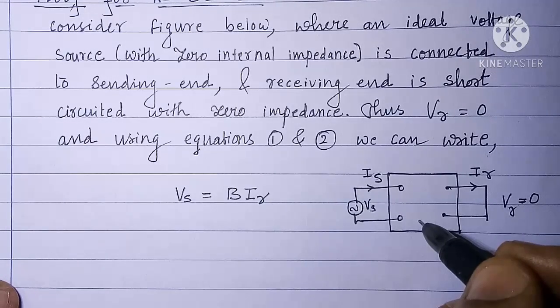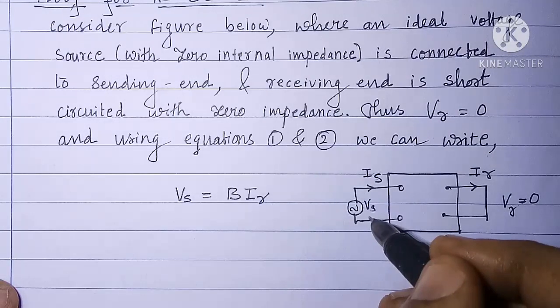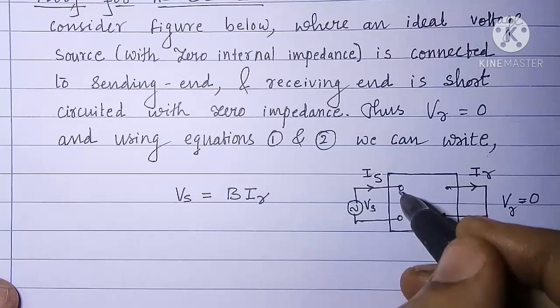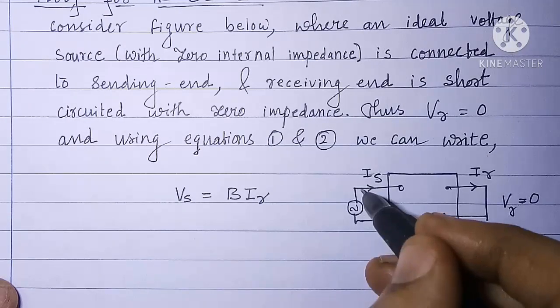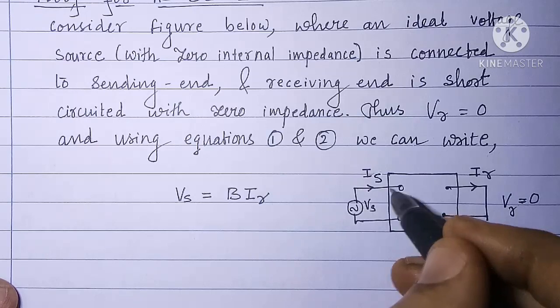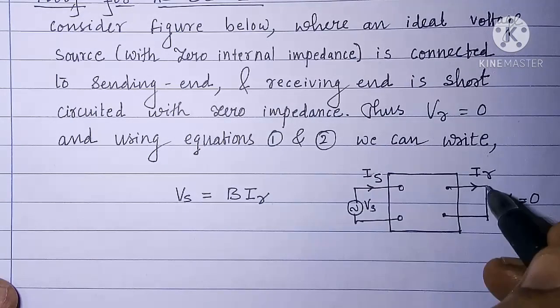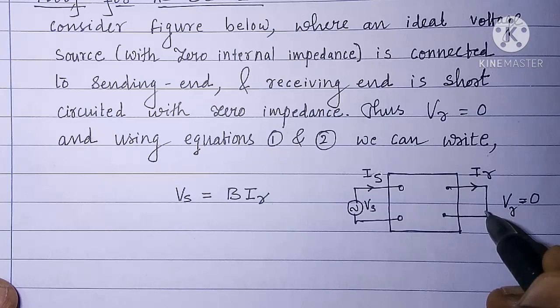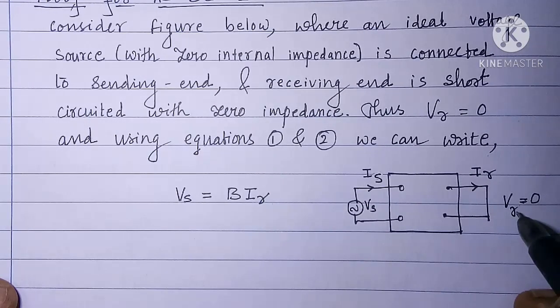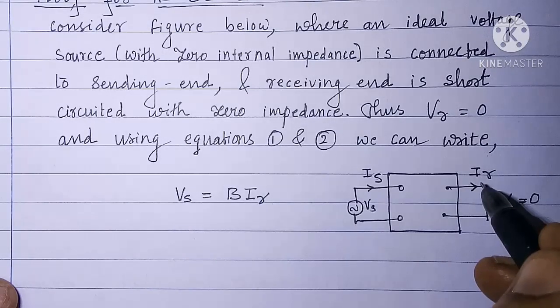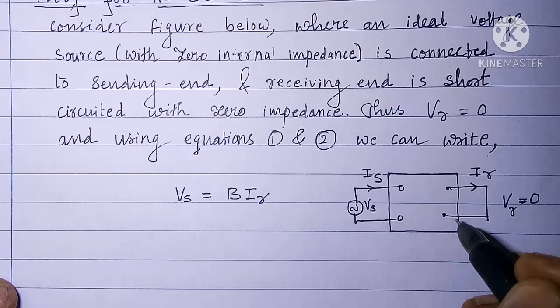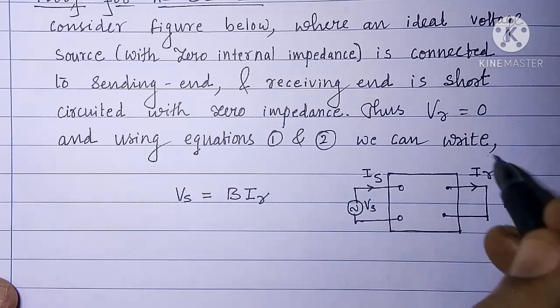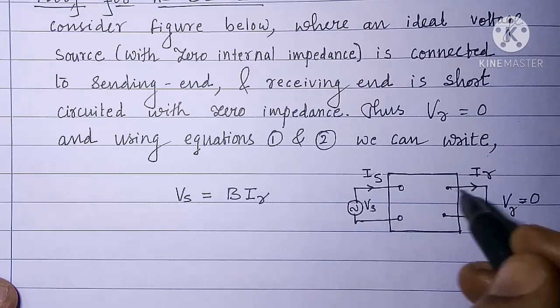Here is the two-port network. To the sending end terminals, we have connected Vs. Current Is is flowing into the sending end terminals. Receiving end terminals are short circuited with zero impedance. Therefore, Vr equal to 0. That is, receiving end voltage is equal to 0. But IR will not be equal to 0 as there is path for current to flow. And this IR will be now quite high because impedance is 0.